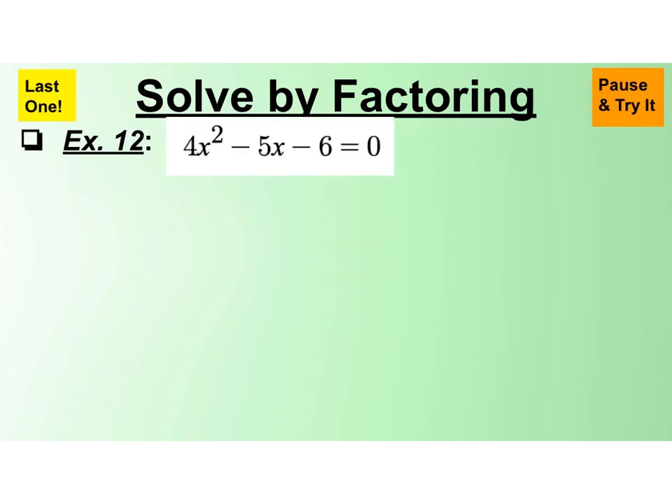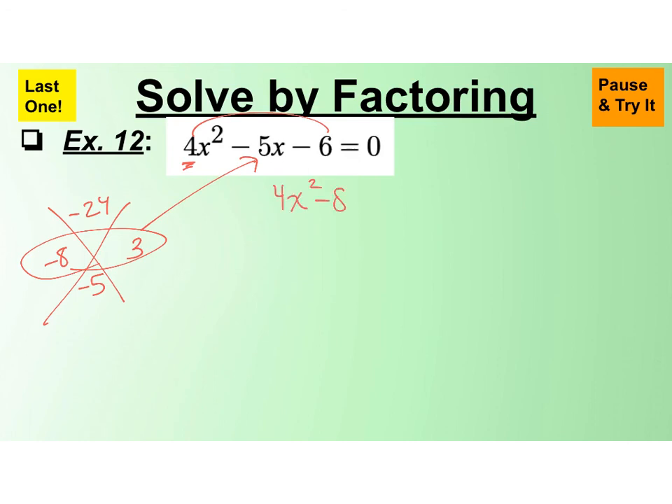In our last example, go ahead and try this one. And I notice that a is not 1, so I'm going to factor by grouping. So I'm going to do what multiplies to a times c, which is negative 24, and adds to negative 5. That would be 8 and 3, and the 8 has to be negative. I'm going to substitute those in for my middle term. So I have 4x squared minus 8x plus 3x minus 6 equals 0.